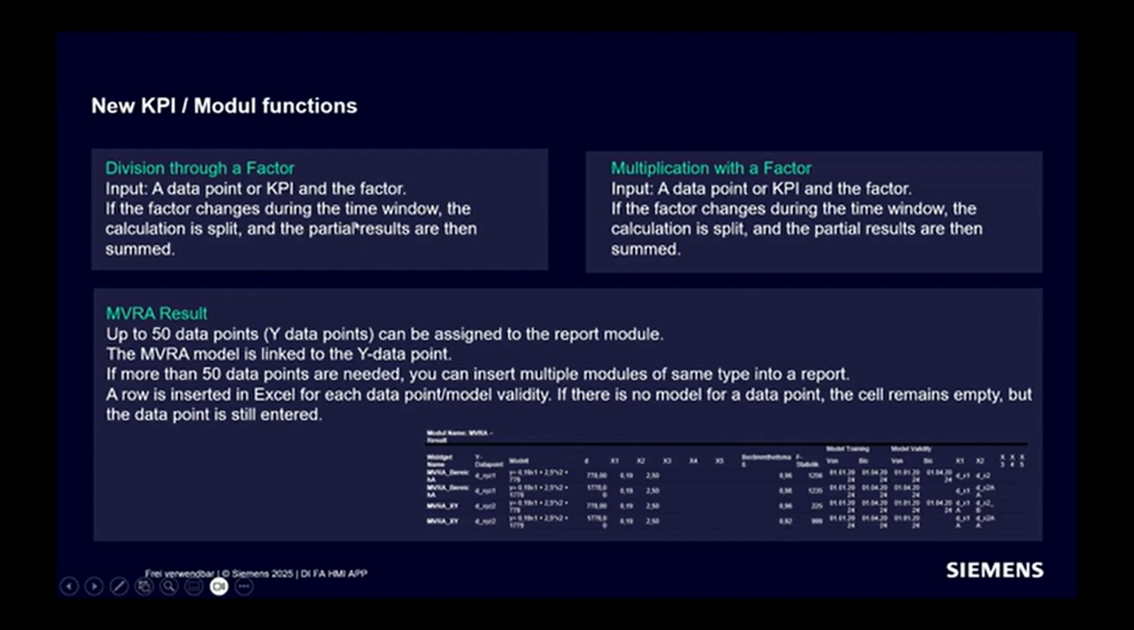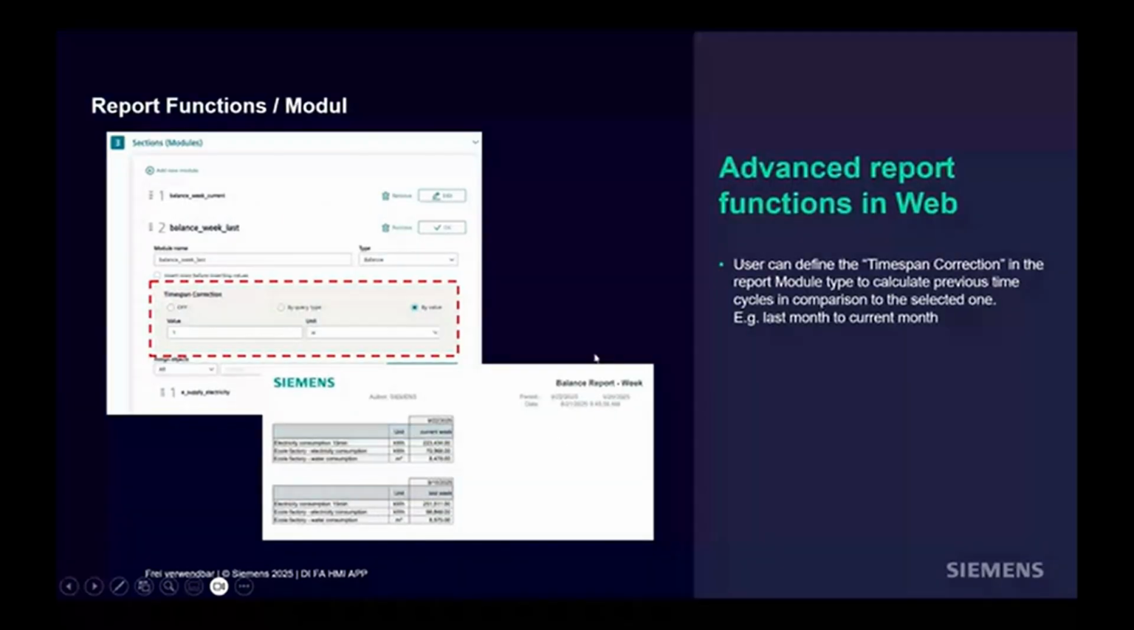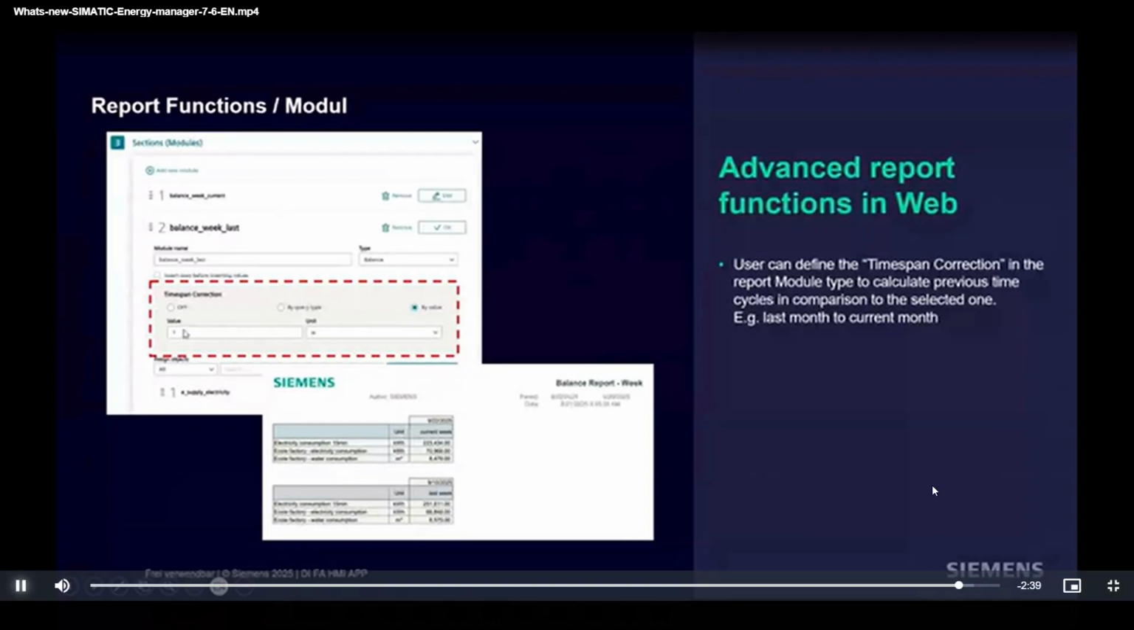We have also improved the KPI modules. So, for example, division through a factor of an old parameter will now be split up in the right time window to get the right calculation results, in the same way as a multiplication. We have a new multi-regression analysis output tool in a report where you can list up to 50 different regression modules in one report, or you can use more modules. So one module in a report can create 50 of these regression results.